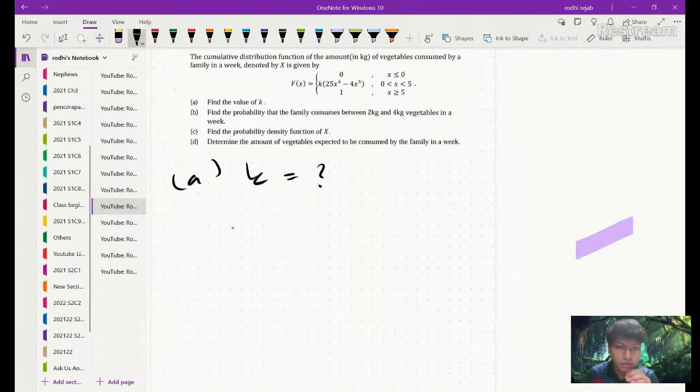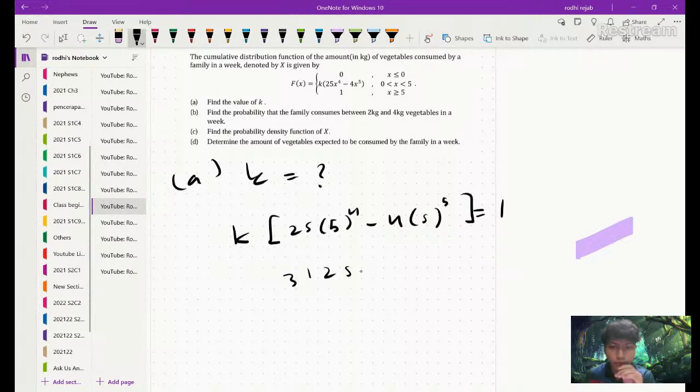So substituting, we get k times (25 times 5 to the power of 4 minus 4 times 5 to the power of 5) is equal to 1. So we get 3125k is equal to 1. So k is equal to 1 over 3125.